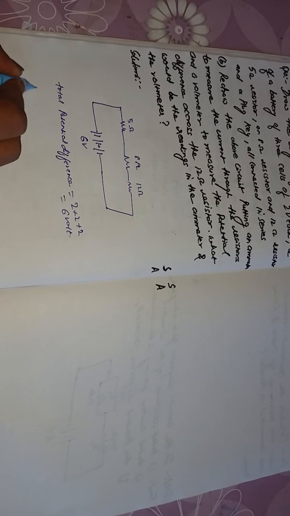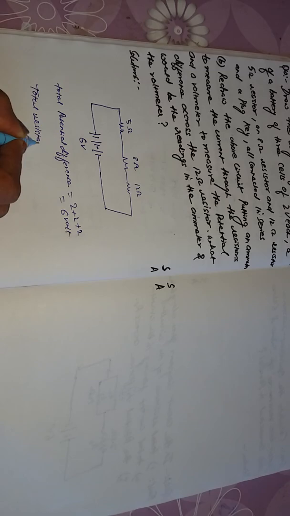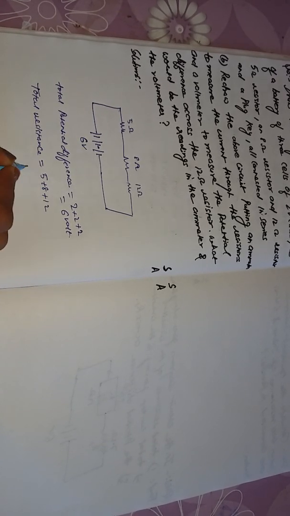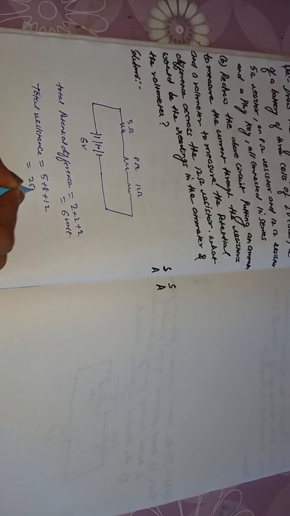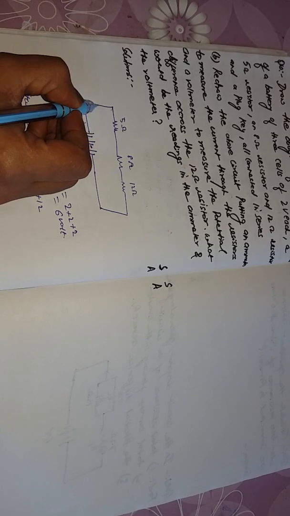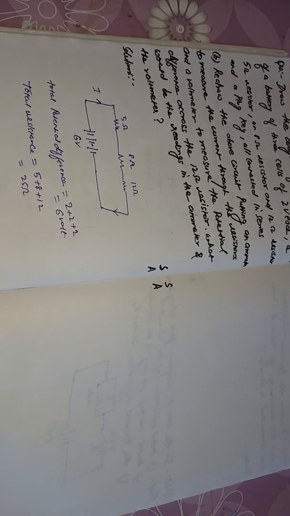Now since the resistances are connected in series, the total resistance will be equal to 5 ohm plus 8 ohm plus 12 ohm, that will be equal to 25 ohm. Since we know that the same current flows through the resistances when they are connected in series, let us consider I current flows through the series. Now the total resistance is 25 ohm and the total potential difference is 6 volt.